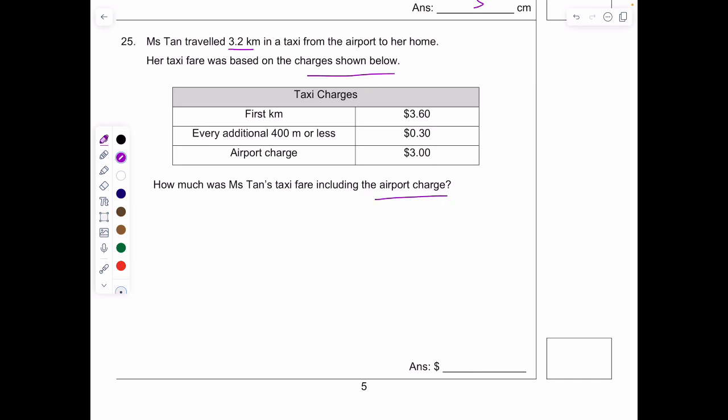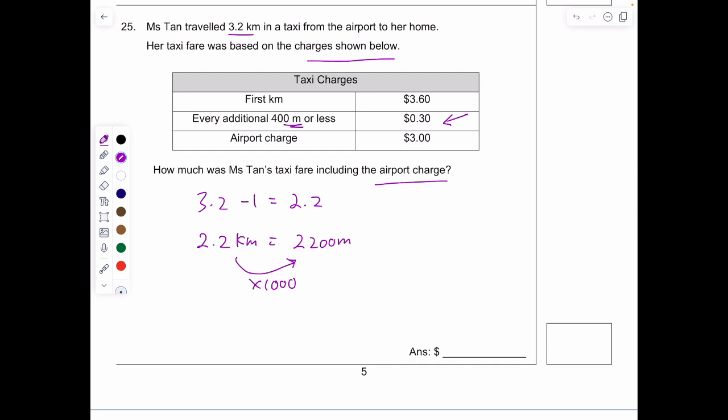So what we need to understand is that we need to take up the first kilometer. So 3.2 minus 1 is actually 2.2. So the 2.2, we would be looking at this particular fees, right? We will convert the 2.2 kilometer into meters. We basically multiply that by 1,000. Why? Because this is in meters. Then we will take 2200 divided by 400 because they go by every 400 meters, and that leaves us with 5.5.